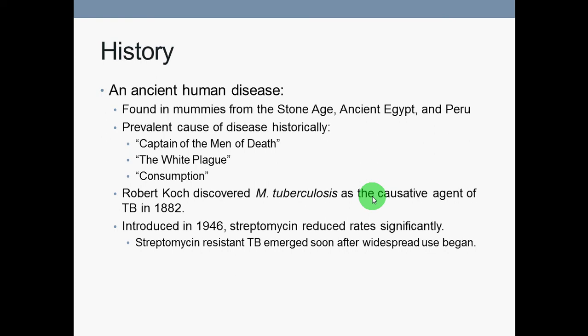Not until 1946 did we have an antibiotic that was effective against TB. That's streptomycin. It reduced the rates of TB significantly into the 50s, but then, of course, as soon as streptomycin started to be used, it was used just by itself, a single drug treatment. So as soon as that started to happen, TB that was resistant to streptomycin emerged.